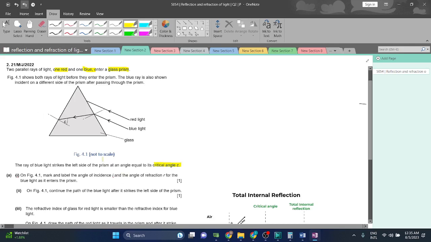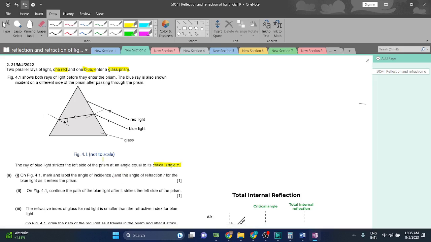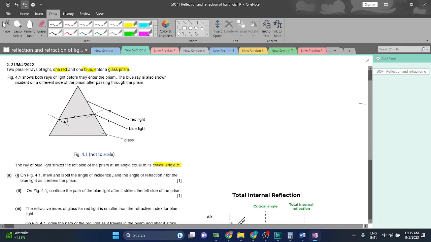On figure 4.1, mark and label the angle of incident I and the angle of refraction R for the blue light as it enters the prism. Angle of incidence क्या होगा? जो blue light का ray है और the normal. This is gonna be the normal. Normal is perpendicular to the glass की वो जो है outer layer boundaries है. So this is gonna be I, which is incident ray, and this is gonna be R, which is refracted. तो R लिख लेते हैं और I लिख लेते हैं.